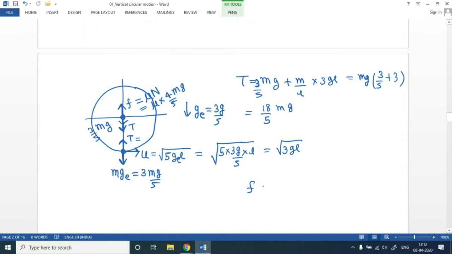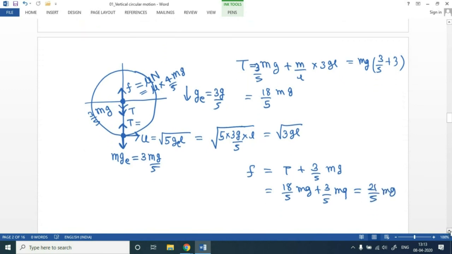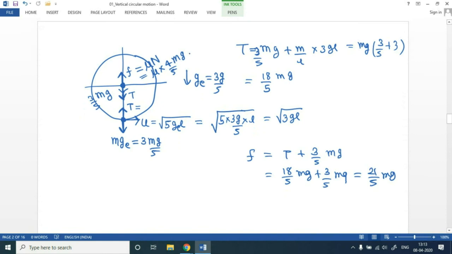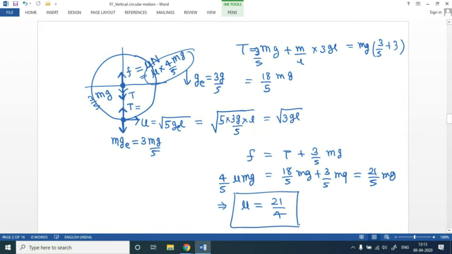So friction will be equal to T plus 3/5 mg, and that would be 18/5 mg plus 3/5 mg. It will give us 21/5 mg, and that we will be equating with this friction over here. So that would be 4/5 μmg, and this will give us the value of μ to be equal to 21/4. So this was one question.